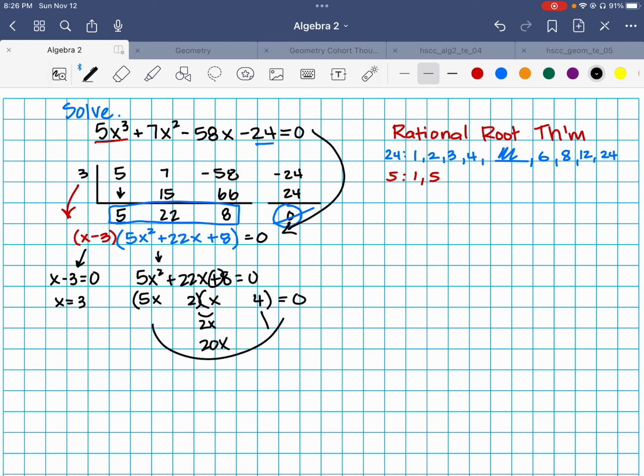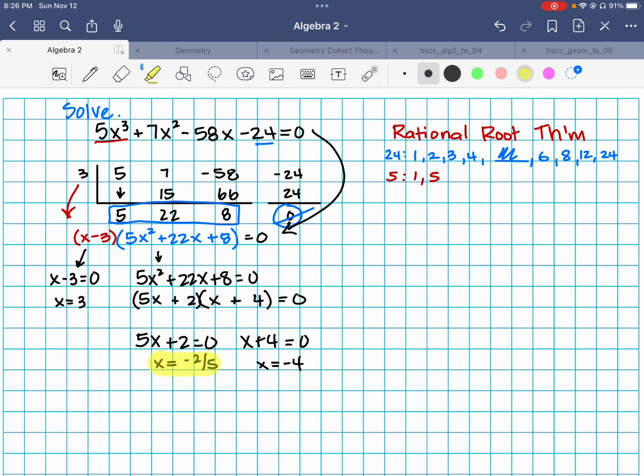And that's exactly what we want. We want to add that to get 22, which is perfect. So I'm going to make sure that the signs are going to make sense to get that 22. So we're going to put a plus there and a plus there. And we get 5x plus 2 is equal to 0. And we get x plus 4 is equal to 0. So now we have x equals negative 2/5 because we subtract the 2 and divide by 5, and x equals negative 4.